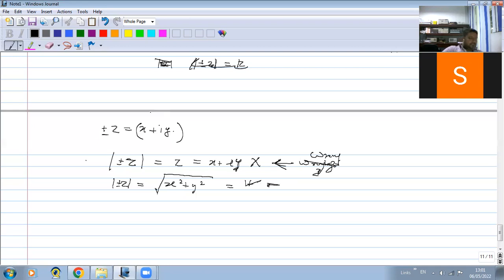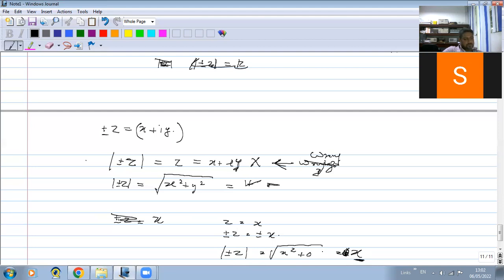But if you consider a real value, that means this imaginary part is 0. If you get the real value, this imaginary part is 0, so you will have x only here. So if you have z is equal to x, plus or minus z means plus or minus x. And if you get the absolute value here, that is the square root of x square plus 0 square, and you will get x. So here the plus and minus sign is cancelled.